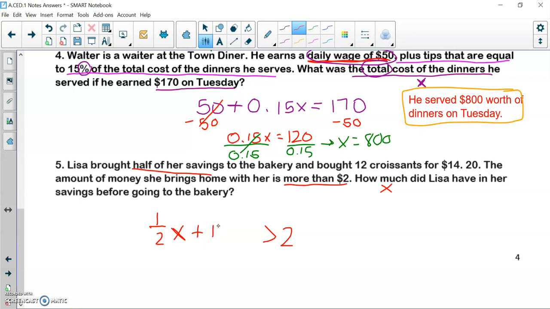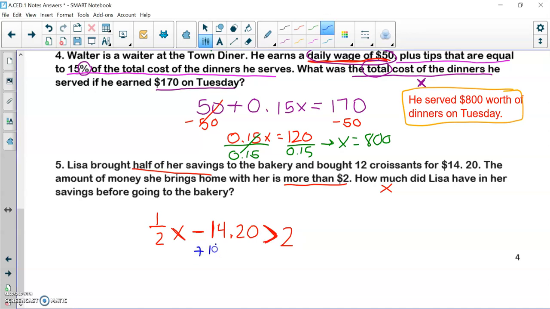Oop, I apologize. This shouldn't be plus because she had half of her savings. And now she's spending some of her savings on the croissants, so $14.20 would be subtracted from the half of the savings that she brought. And she's bringing more than $2 home with her, so that's greater than $2. This is our correct setup.